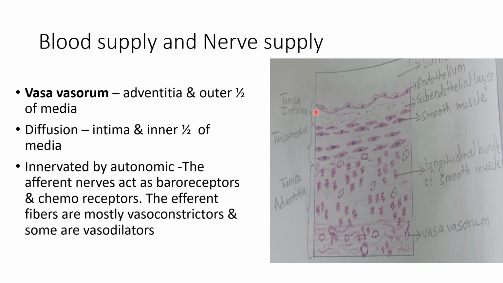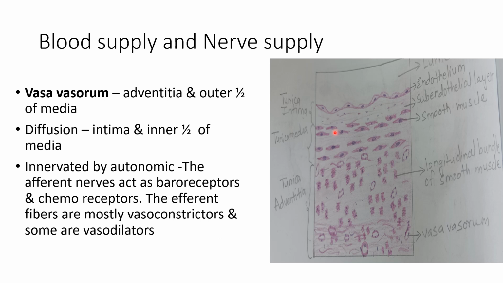The blood supply of large blood vessels like the aorta and the inferior and superior vena cava is by vasa vasorum. So in this slide you can see the tunica adventitia, in which small blood vessels are present, and these small blood vessels supply blood to the walls of large vessels. Vasa vasorum mainly supplies the entire tunica adventitia and the outer part of the media, while diffusion of blood present in the lumen supplies the tunica intima and inner half of the tunica media. So this is the blood supply of a large vessel.